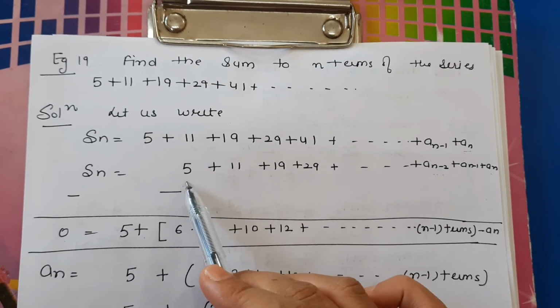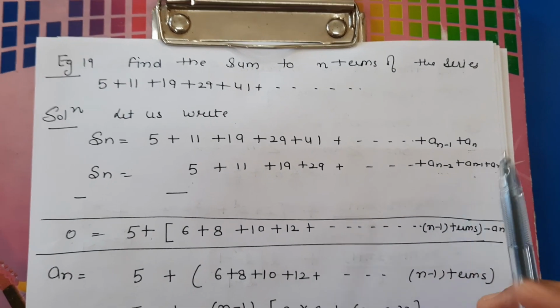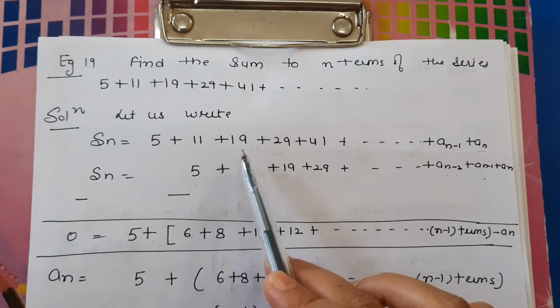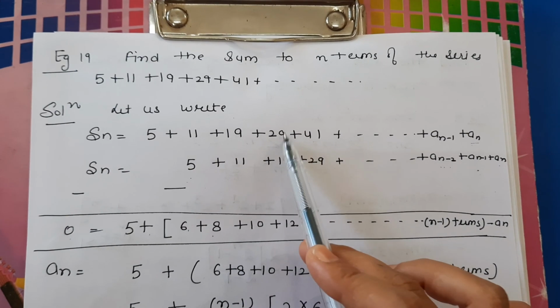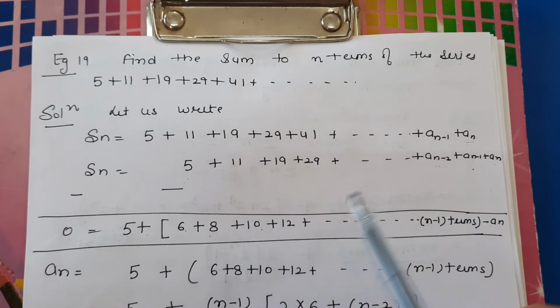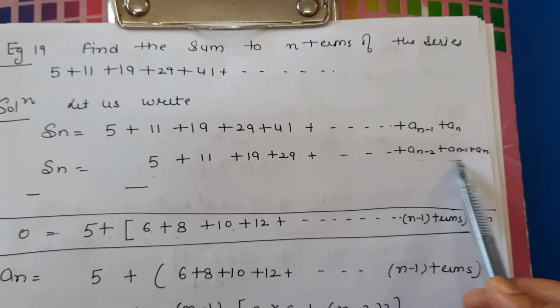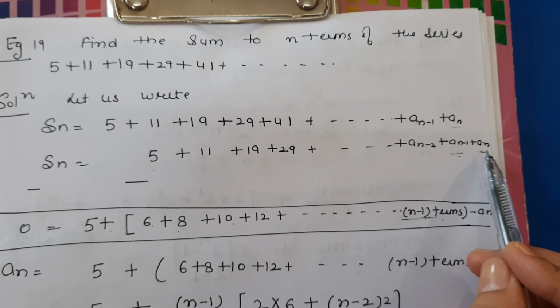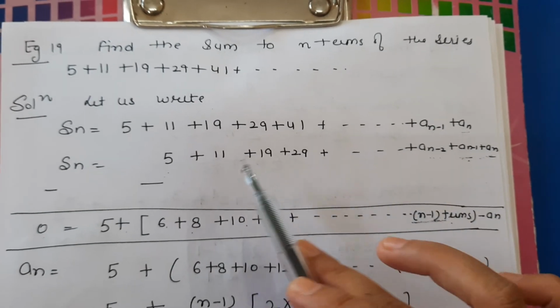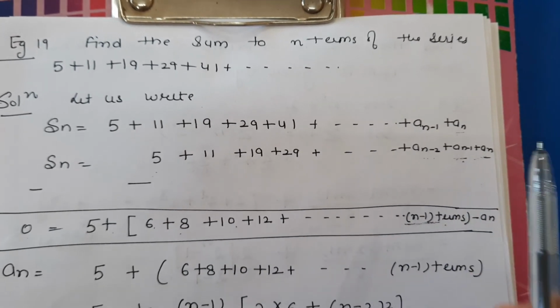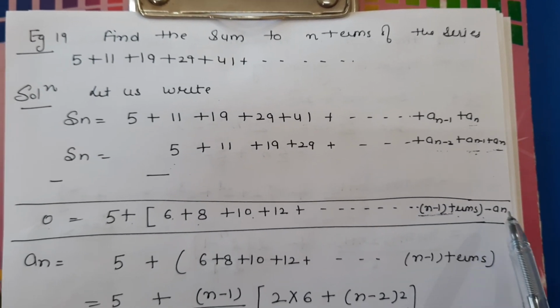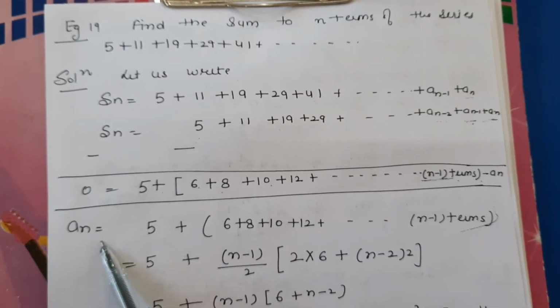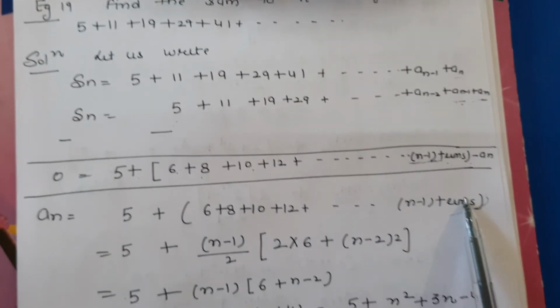Now subtract up to here. You will get 11 minus 5, 6. 19 minus 11, 8. Then here 29 minus 19, 10. Up to so on. So this will go up to n minus 1th term. And this an, we are subtracting that when this second series is going to change its sign. So I have written minus an. Now shift this an to the left hand side and remaining all factor as it is.